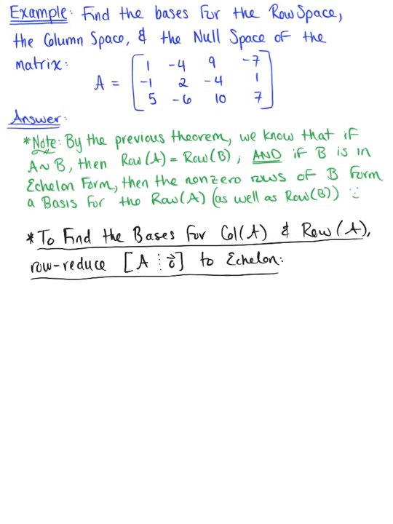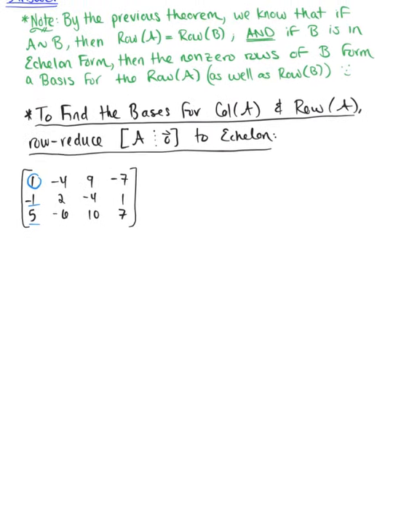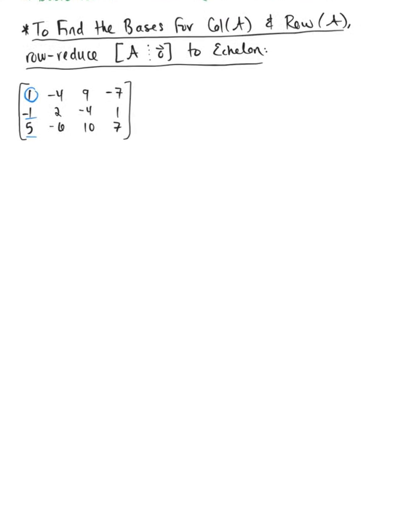So here we go. Taking our given matrix here, we have 1, -4, 9, -7, -1, 2, -4, 1... and we're augmenting this with the 0 vector. So looking at our first pivot here, we want to use this to eliminate the entries below it. Give ourselves plenty of room.